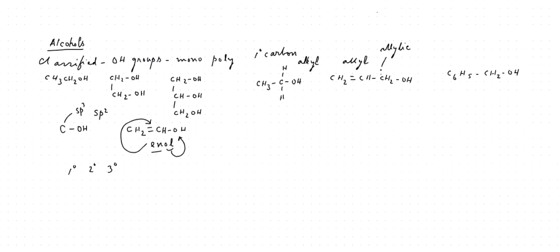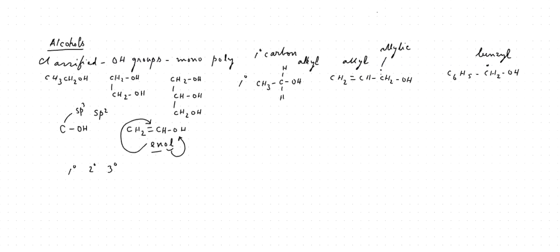This carbon, which is attached to a carbon of the benzene ring, which is also sp2 hybridized, but it is in a ring structure, is called benzylic carbon, benzyl alcohol. But all these are primary alcohols, because the carbon to which the OH group is attached is a primary carbon, because it is attached to only one more carbon.